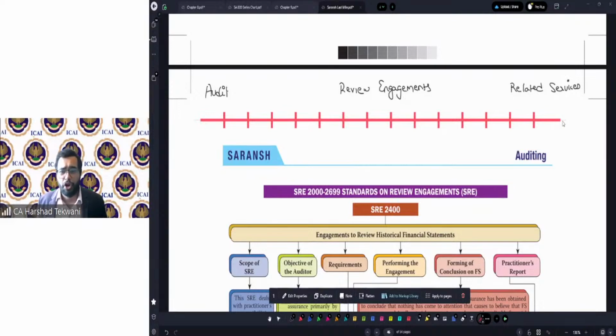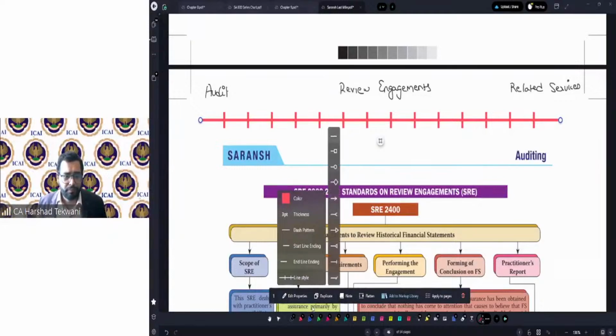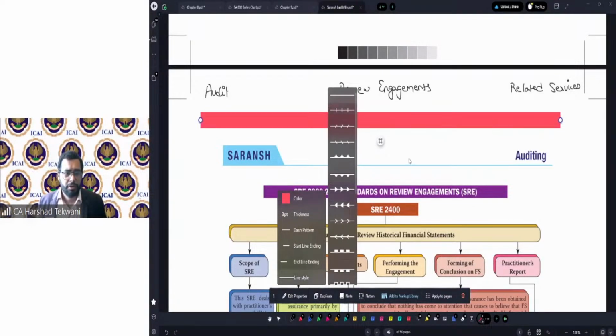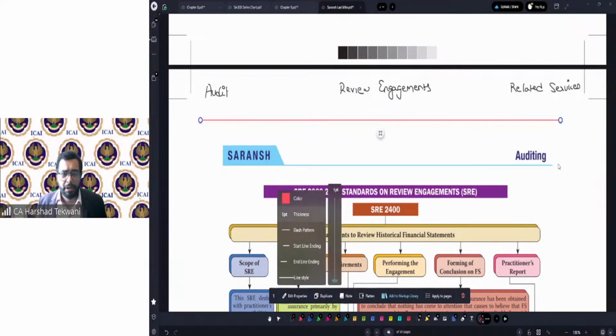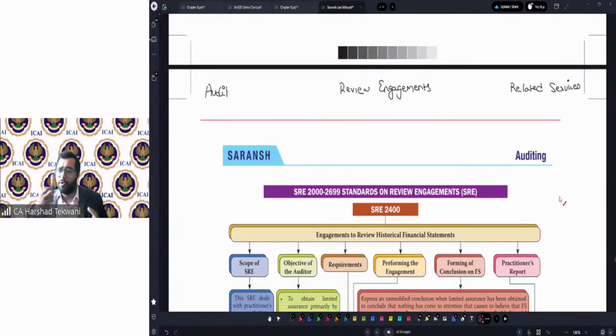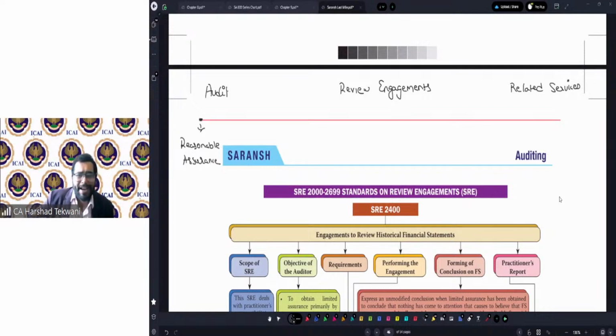So let's say this is a scale of assurance. This is an assurance scale. Now, if this assurance scale is here, then I need to refer to these particular services on the scale of assurance. When it comes to the audit, it is a reasonable assurance. When it comes to related services, it is no assurance. On the assurance scale, related services is no assurance.